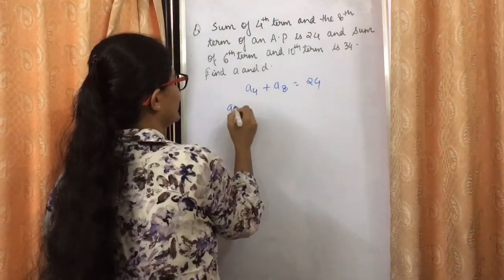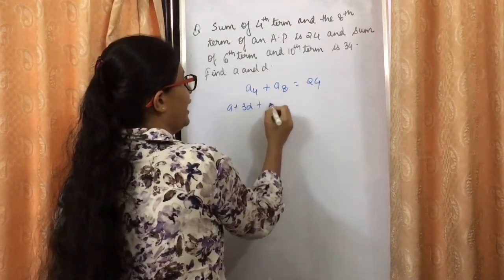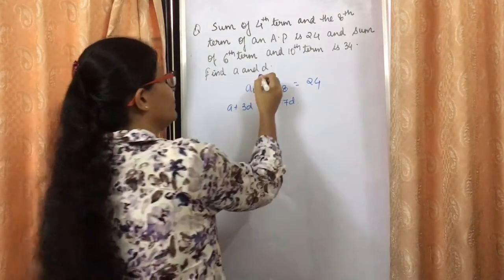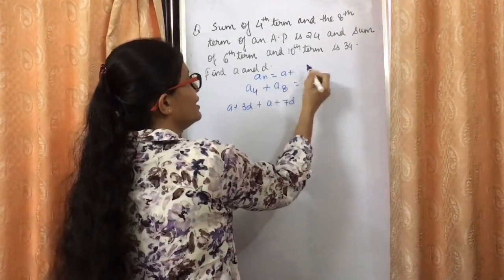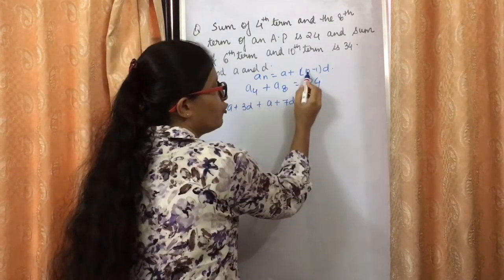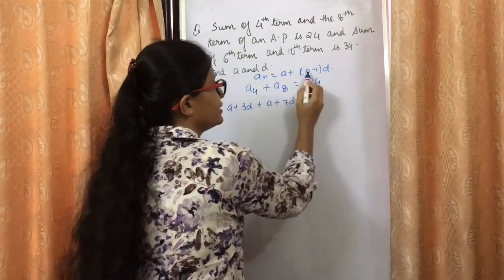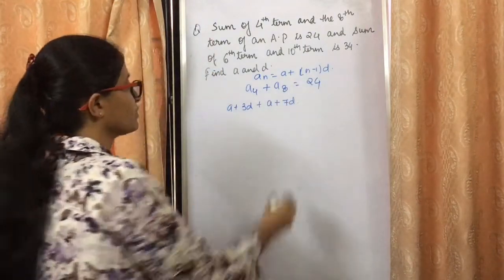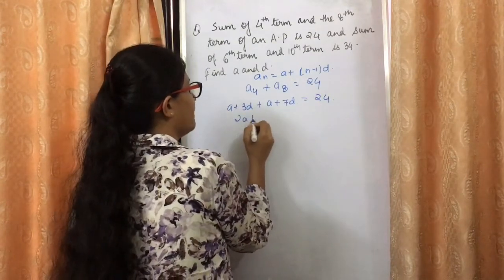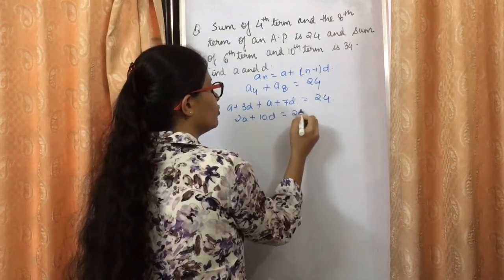A4 को लिख सकते हैं A plus 3D, A8 को लिख सकते हैं A plus 7D. ये कैसे लिखा? Again by using the formula An is equal to A plus n minus 1 into D. Here n is nothing but 4. 4 minus 1 will give you 3. 8 minus 1 will give you 7. Is equal to 24. Solving the equation, A plus A will give you 2A plus 10D is equal to 24.